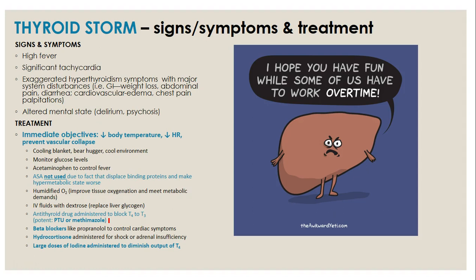Hydrocortisone can be used if a person is going into shock or is having some adrenal insufficiencies. And large doses of iodine can also be administered because it will actually diminish the output of T4. So if the body gets too much, it kind of slows down that production.